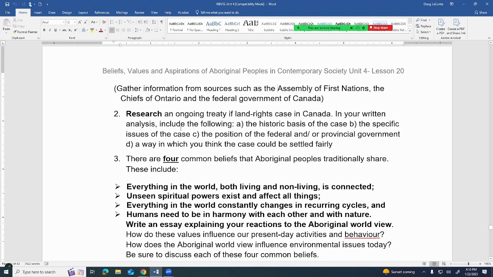In your written analysis, include the following: A, the historic basis of the case; B, the specific issues of the case; C, the position of the federal and or provincial government; D, a way in which you think the case could be settled fairly.